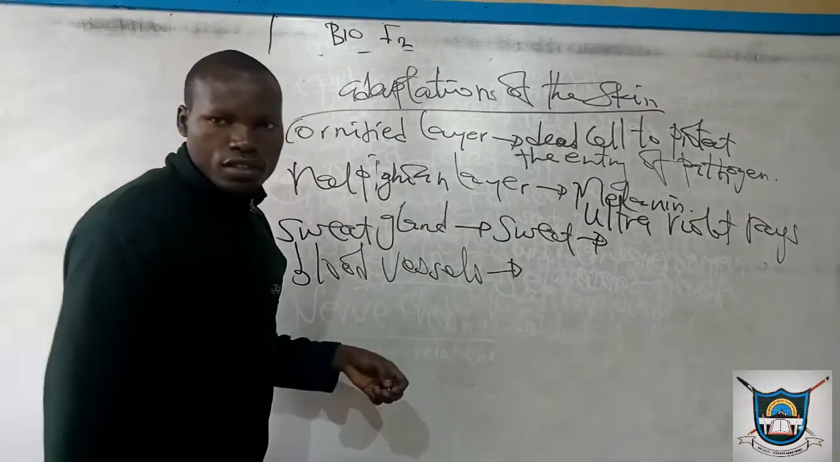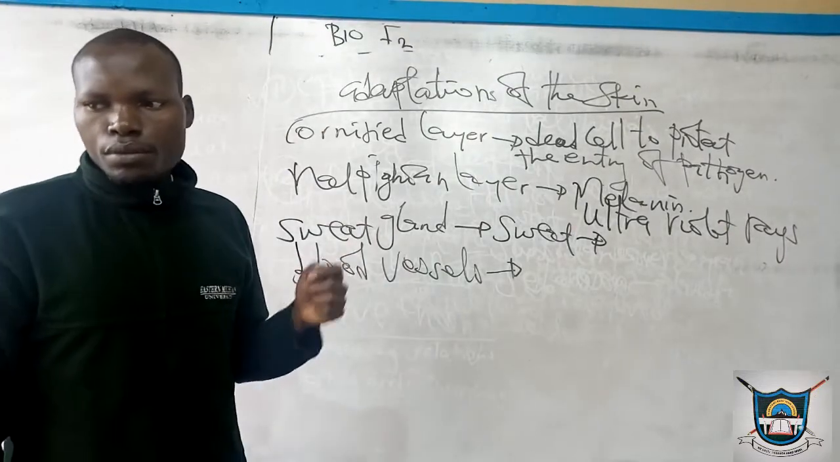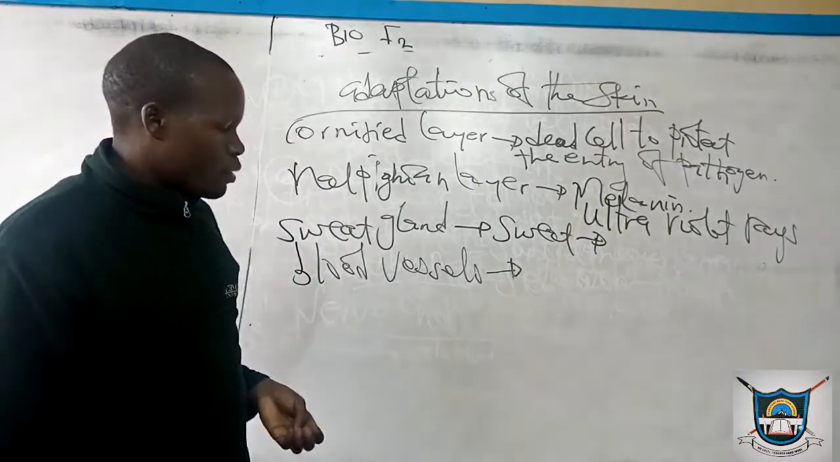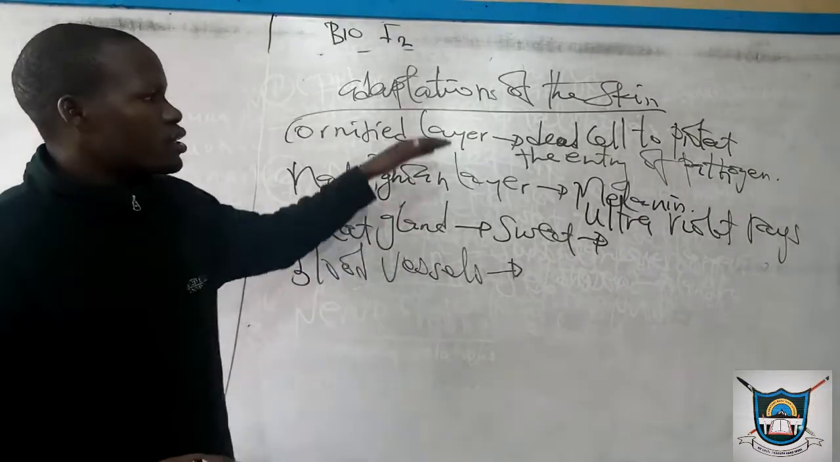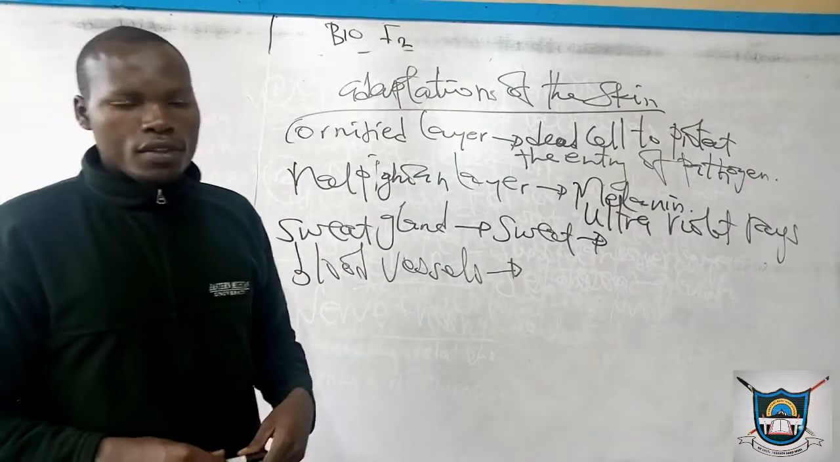The blood vessels enable the distribution of heat within the body, therefore ensuring that there is uniform heat in all parts of the body.